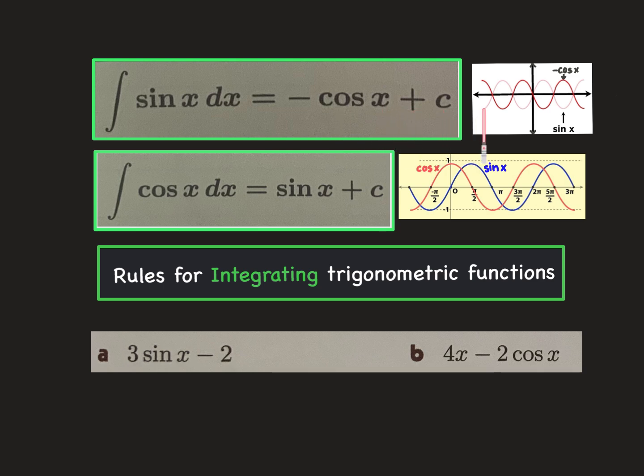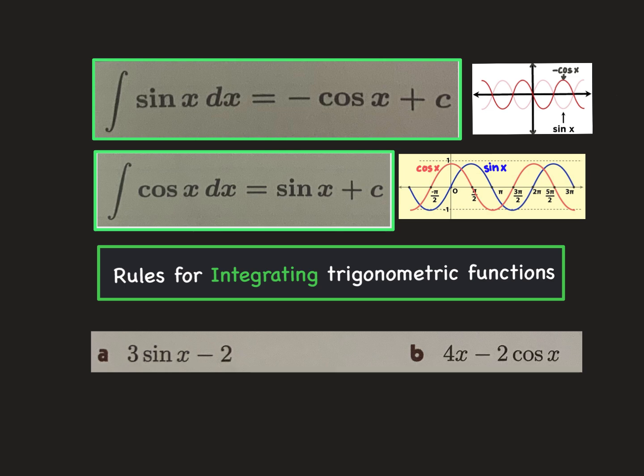Now, if you wanted to look at it visually, this is what it would look like. Sine x here, the bottom one, and the minus cos x is almost the reflection of the sine x. Now, if we want to integrate cos x, then it becomes sine x plus the constant of integration. But this one looks a little bit different. So our cos x, which is our red one, visually then becomes the blue sine x.